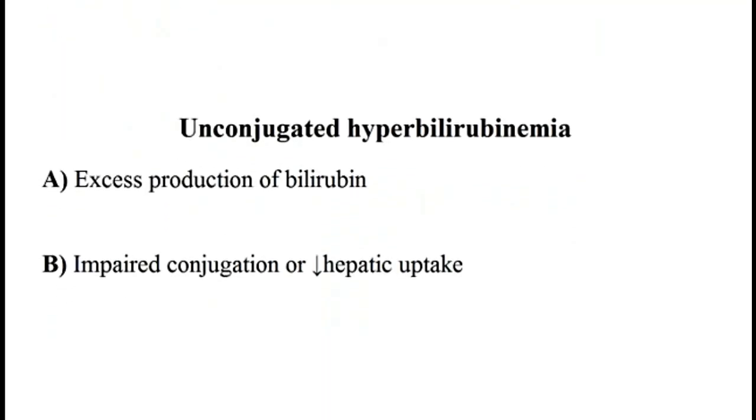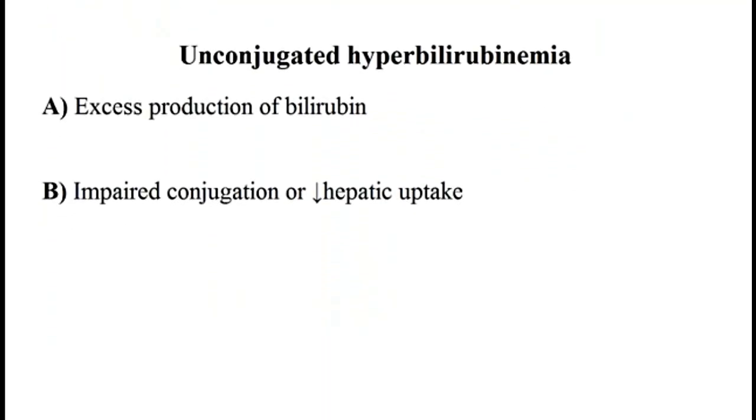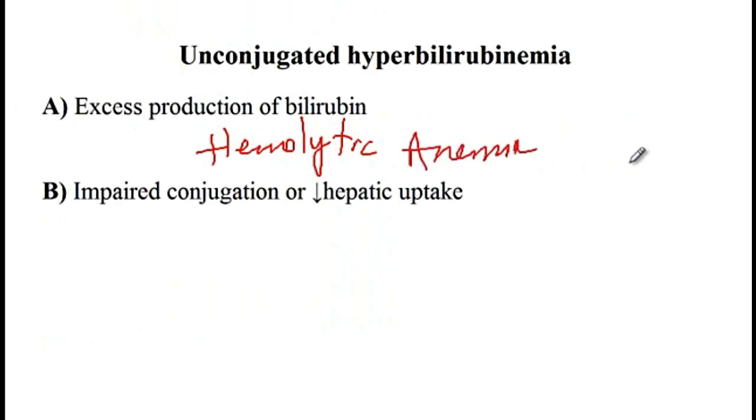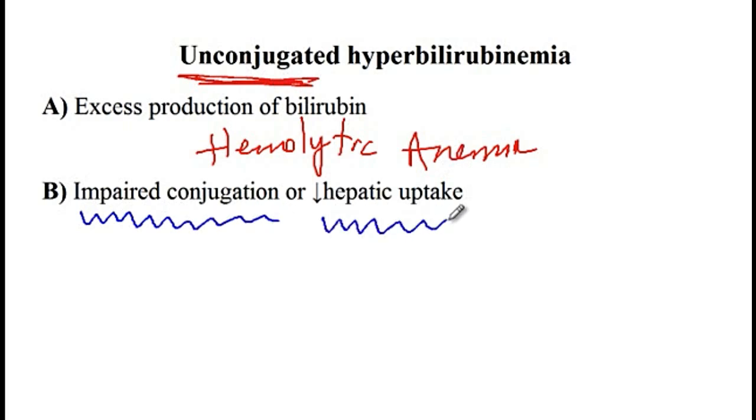Next, we have the unconjugated hyperbilirubinemia, and it could be from excess production of bilirubin, for instance, hemolytic anemia, where from the breakdown of the hemoglobin, there would be too much bilirubin that the liver cannot conjugate, and thus there would be elevated levels of unconjugated bilirubin in these patients. And then the other causes of elevated unconjugated bilirubin are from an impaired mechanism of conjugation or decreased hepatic uptake.